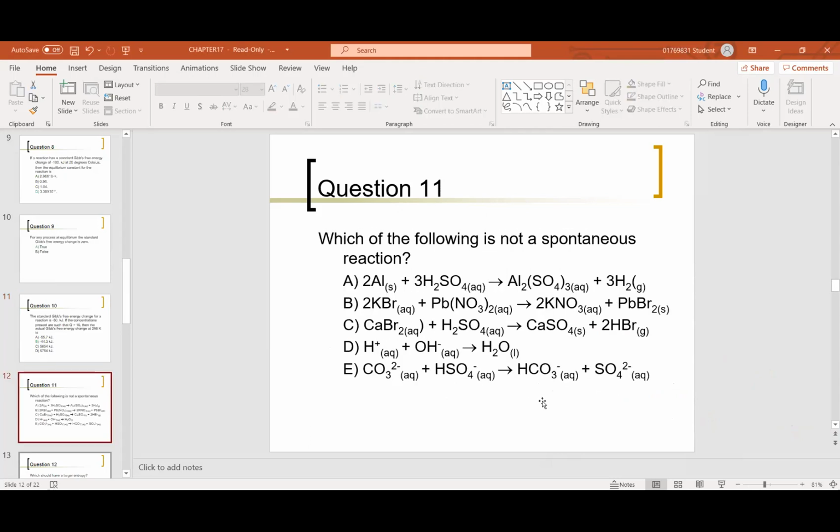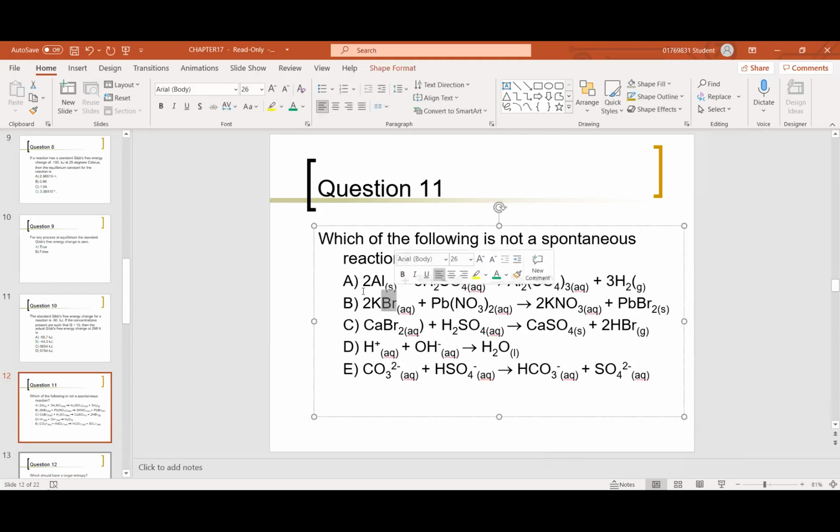Question 11. Which of the following is not a spontaneous reaction? Okay, delta G is 0. Okay, delta G is 0. I think it's 0 there as well. Let me see. God. So positive, wait, not positive, give me a second. Al2SO4, yeah. Al.